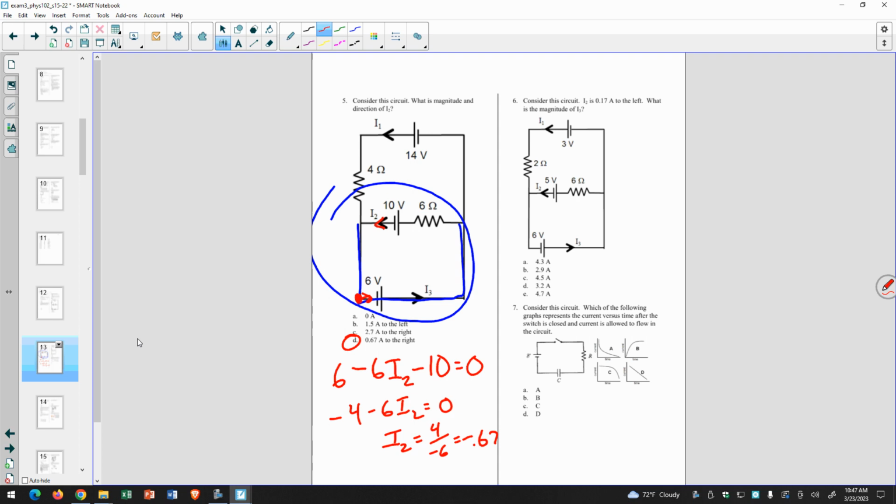It's not what we pick, it's the current. The current's running one way, but when we solve, we pick a direction to go in. No, I can choose any direction. I could have chosen to go this direction, and it would have been minus 6 plus 10. I'm going against the current, so plus 6 I2.